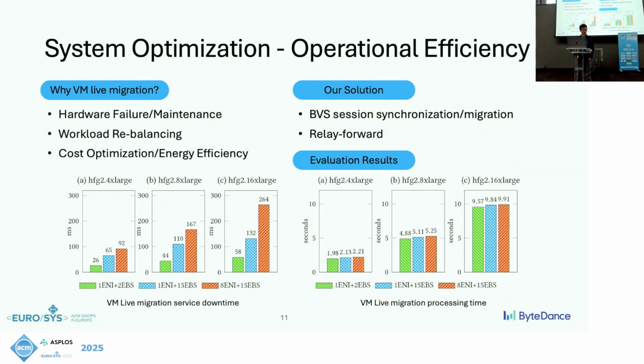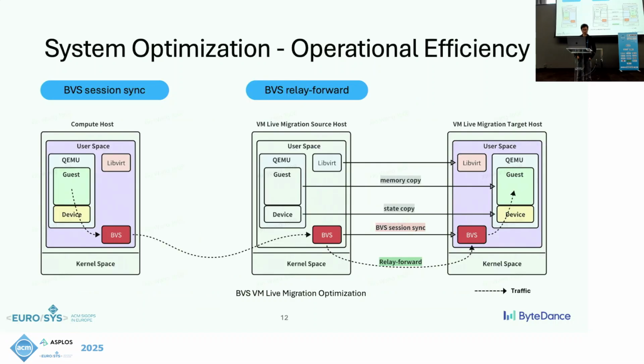Because hardware failure maintenance is always there, right? So we need to figure out how we can migrate the customer workload from one compute node to another compute node. VM live migration is a mechanism that has been there for many years, right? But how can we optimize it to work better with BVS? So mainly we introduce two features. One is session sync up. The other one is relay forward. So maybe we can go through this mechanism.